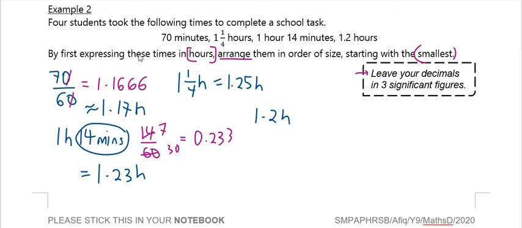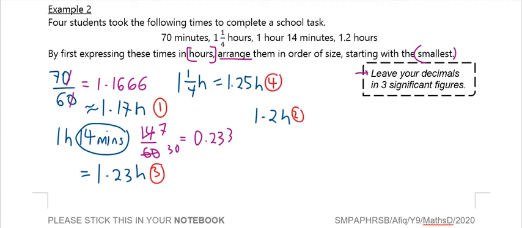So what you're going to do is arrange them according to the order of size. Let's see which one is the smallest. The smallest one will be this one, so I will label it number 1 first. Then the next number that is bigger is 1.2 hours. Next one is 1.23 hours. And lastly, this is the fourth one.